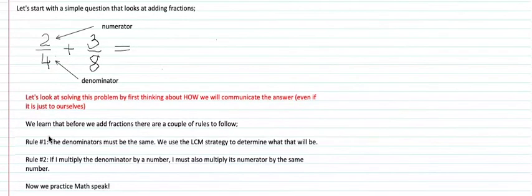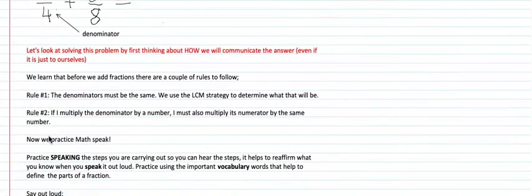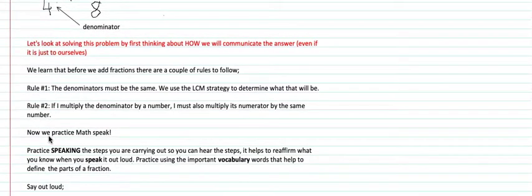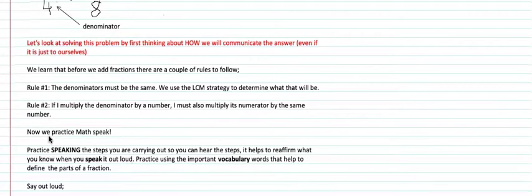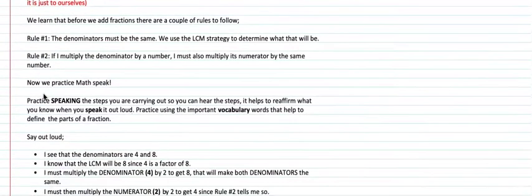just to ourselves. We learned that before we add fractions, there are a couple of rules to follow. Rule number 1, the denominators must be the same. We use the LCM strategy to determine what that will be. Rule number 2, if I multiply the denominator by a number, I must also multiply its numerator by the same number. Now we practice math speak.